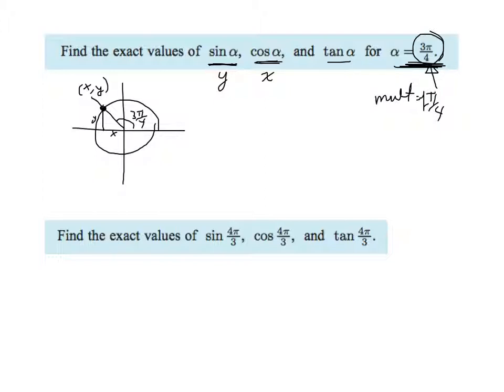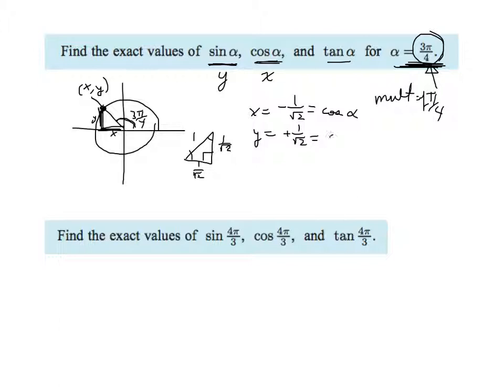Okay, so if this angle here is 3 pi over 4, then you should remember that this is a special triangle, a special case of 45, 45. So that's 45, that's 45. So if this is 1, that's going to be 1 over root 2, and that's 1 over root 2, right? This is when it's in the first quadrant. But because it's in the second quadrant, because we're going in this direction, x is going to be negative, and y is going to be positive. So x is going to be negative 1 over root 2, and y is going to be positive 1 over root 2.